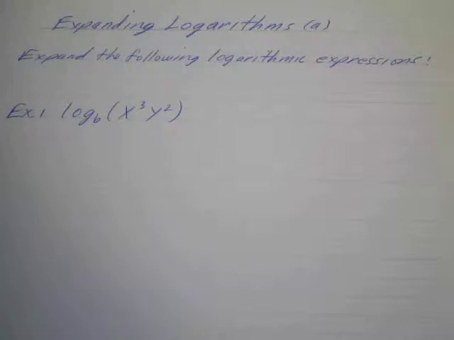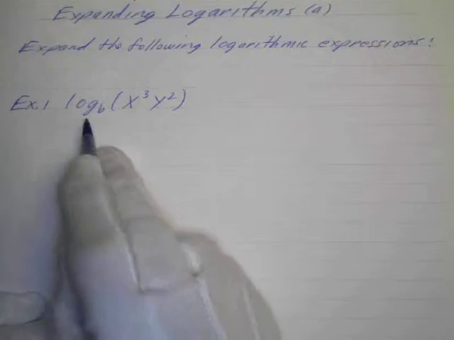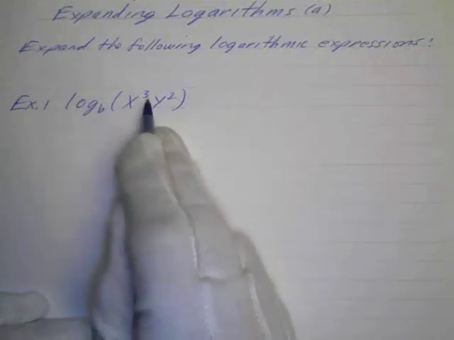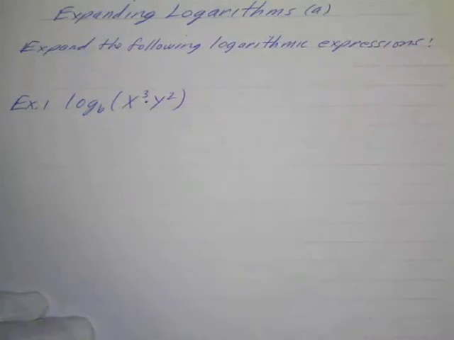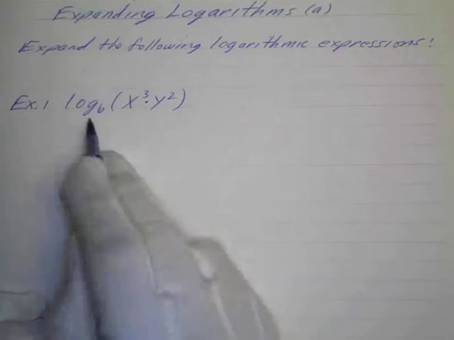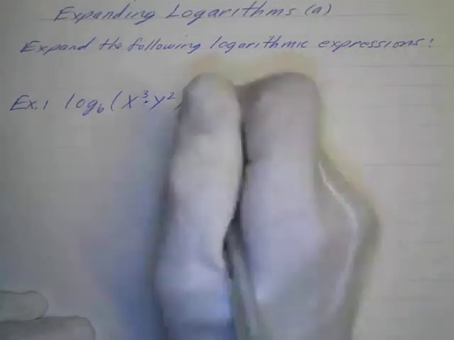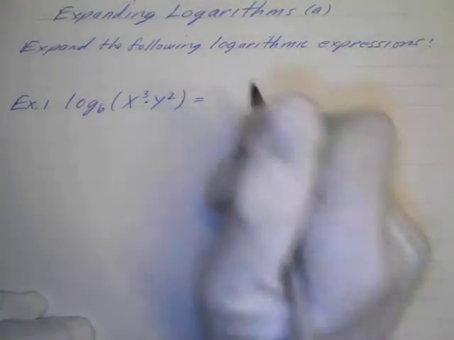Okay, now we're going to use the properties of logarithms we just discussed, and we're going to expand logarithmic expressions. And here's an example. I'm going to do several examples, so hopefully it will make sense. So we have the log to the base b of x cubed times y squared. You don't see it, but it's multiplication by juxtaposition. So we can apply our property number 1. The log of a product is the sum of the logs, so that's the first thing we'll do.